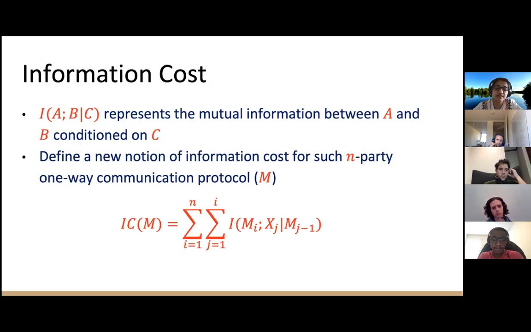So the information cost of M is given by the sum over i from 1 to n, sum over j from 1 to i, of the mutual information between Mi and Xj conditioned on Mj minus 1. So what is this? This is the mutual information between the memory state after reading i bits and the jth input bit, conditioned on the memory state just before reading the jth input bit. And you then sum over j equal to 1 to i, all the input bits up to the ith level, and then you sum over i from 1 to n.